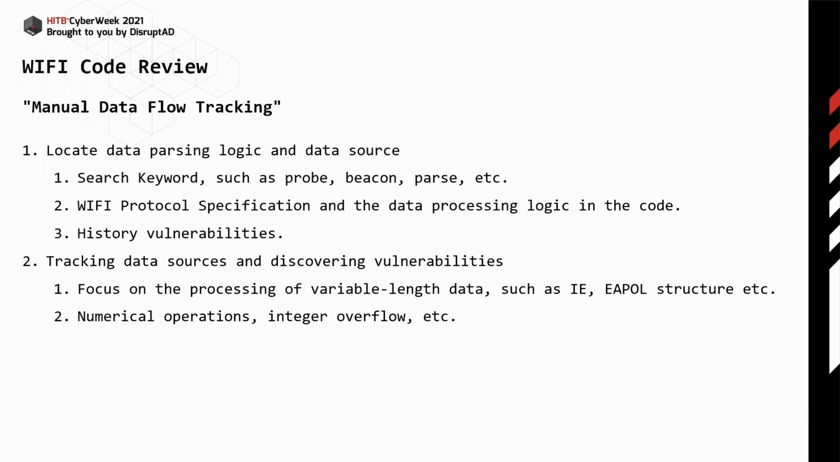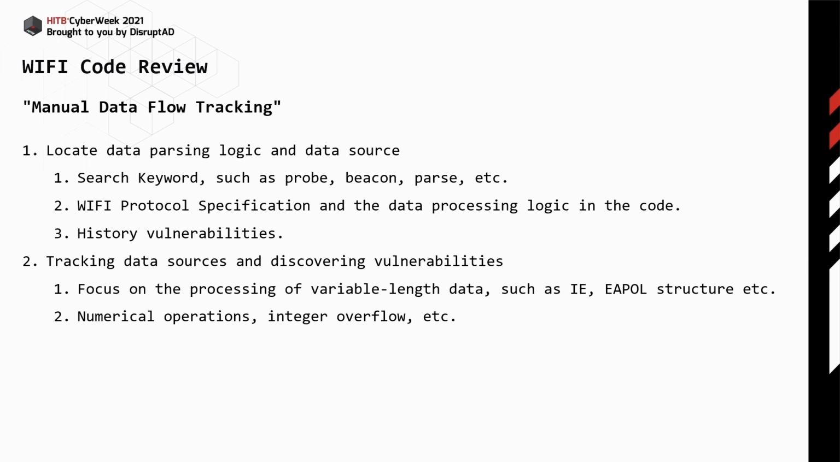Next, let me introduce the ideas and the technique of auditing the code of the Wi-Fi protocol stack. This technique is also applicable to auditing the code of other similar protocol stacks, such as the BLE protocol. Code audit is actually a manual data flow analysis. The process is as follows. First, we need to find the code responsible for processing external data, because vulnerabilities are caused by improper handling of external data. Common methods for locating data processing code are as follows.